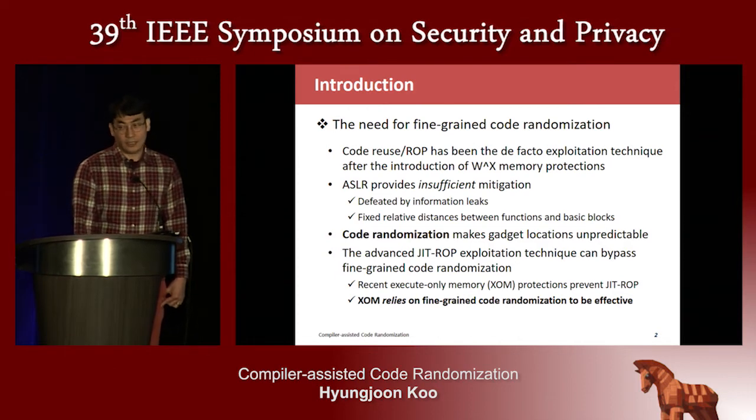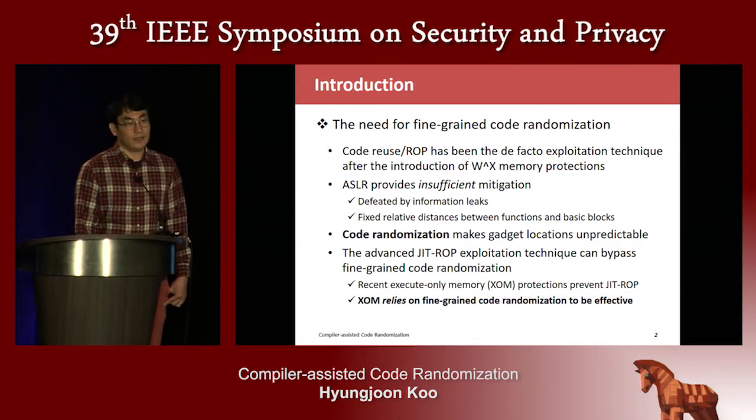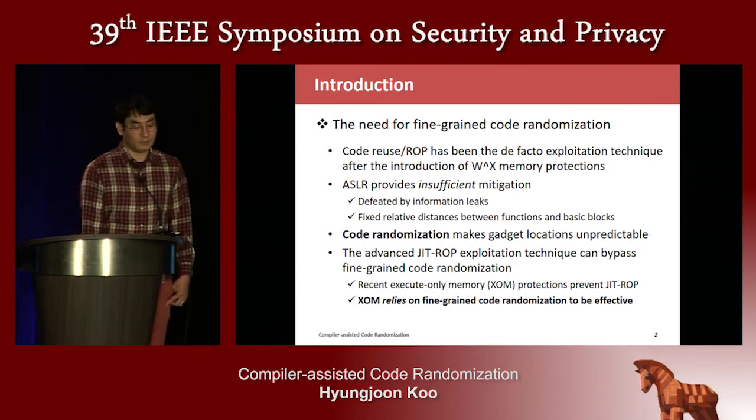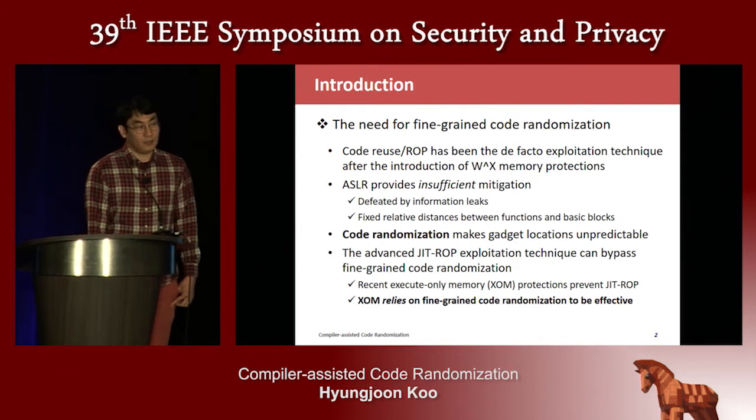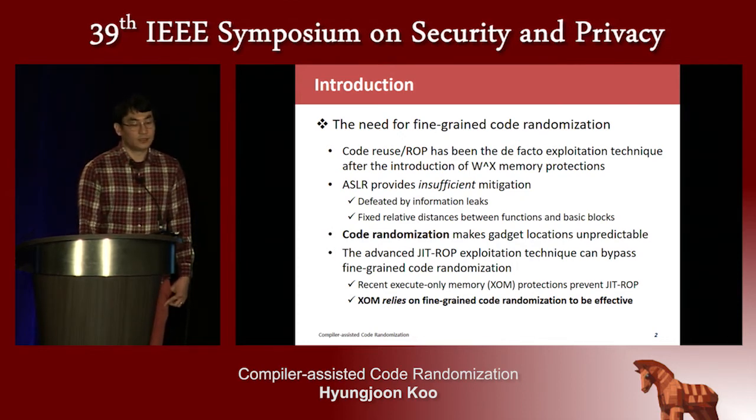It makes gadget locations unpredictable. Here, a gadget is a sequence of instructions for constructing a functional payload for attackers. We have the advanced just-in-time ROP exploitation technique that allows attackers to collect the gadgets on the fly, which ended up bypassing fine-grained code randomization. But still, we have another protection mechanism called execute-only memory. Execute-only memory also relies on fine-grained code randomization to be effective. To make a long story short, we need fine-grained code randomization for two reasons. First, ASLR is insufficient. Second, execute-only memory also requires code randomization as a prerequisite.